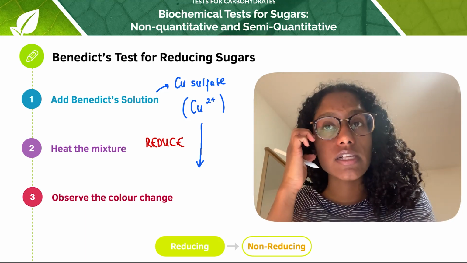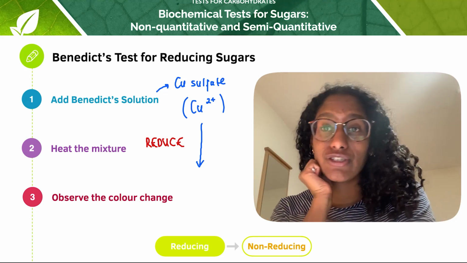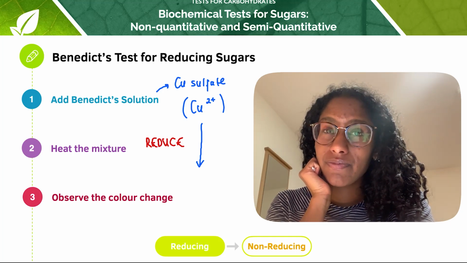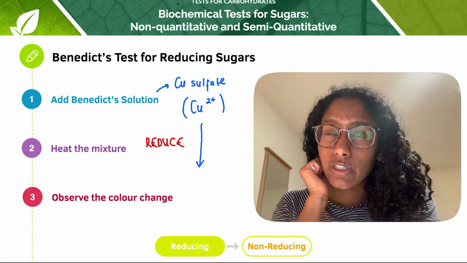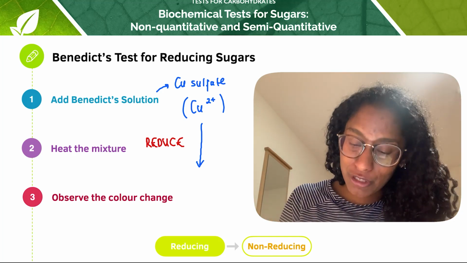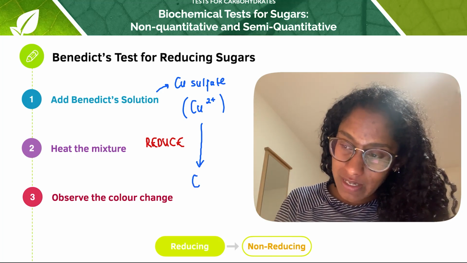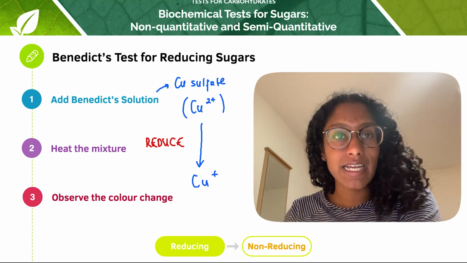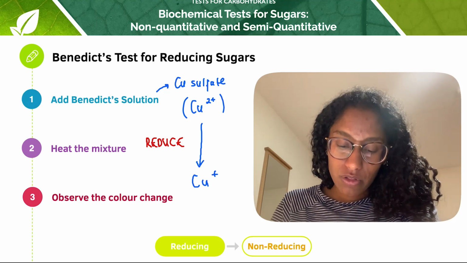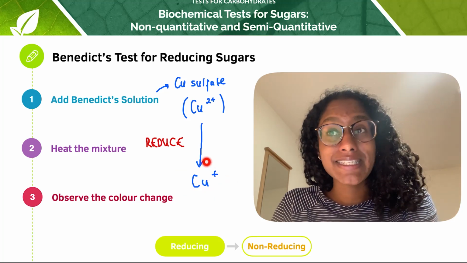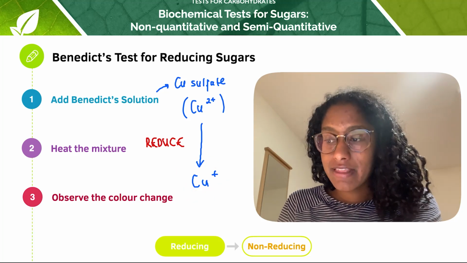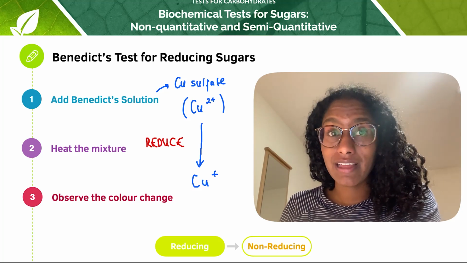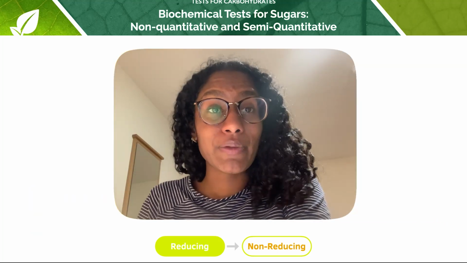Now, what does copper 2+ get reduced to? Remember, what do reducing sugars do? They donate an electron. So if we donate an electron to copper 2+, we're going to get copper 1+, or copper oxide. Now, this forms a coloured precipitate. This actually forms an orange-red precipitate. So we'll look at that on the next slide. Oh, might be on the slide after that.